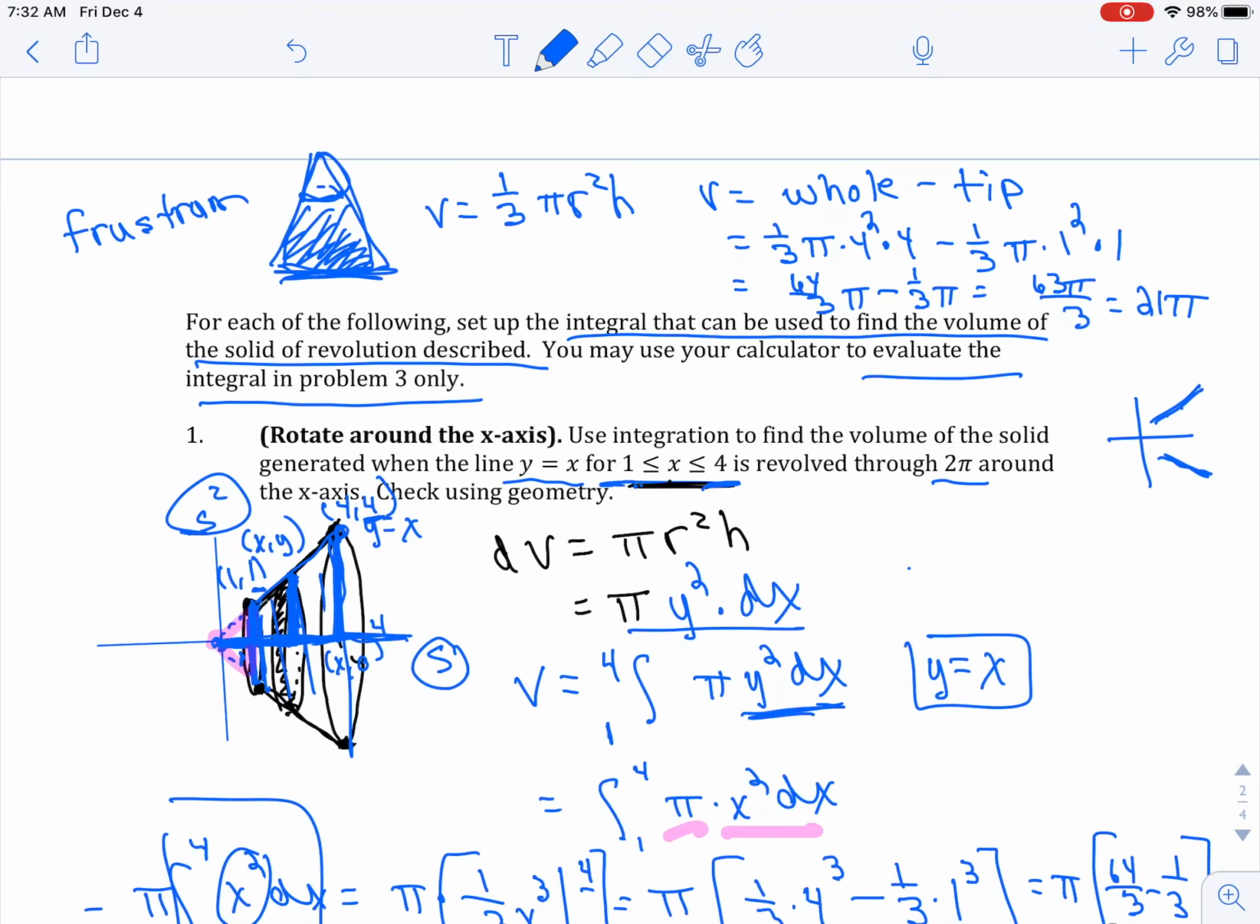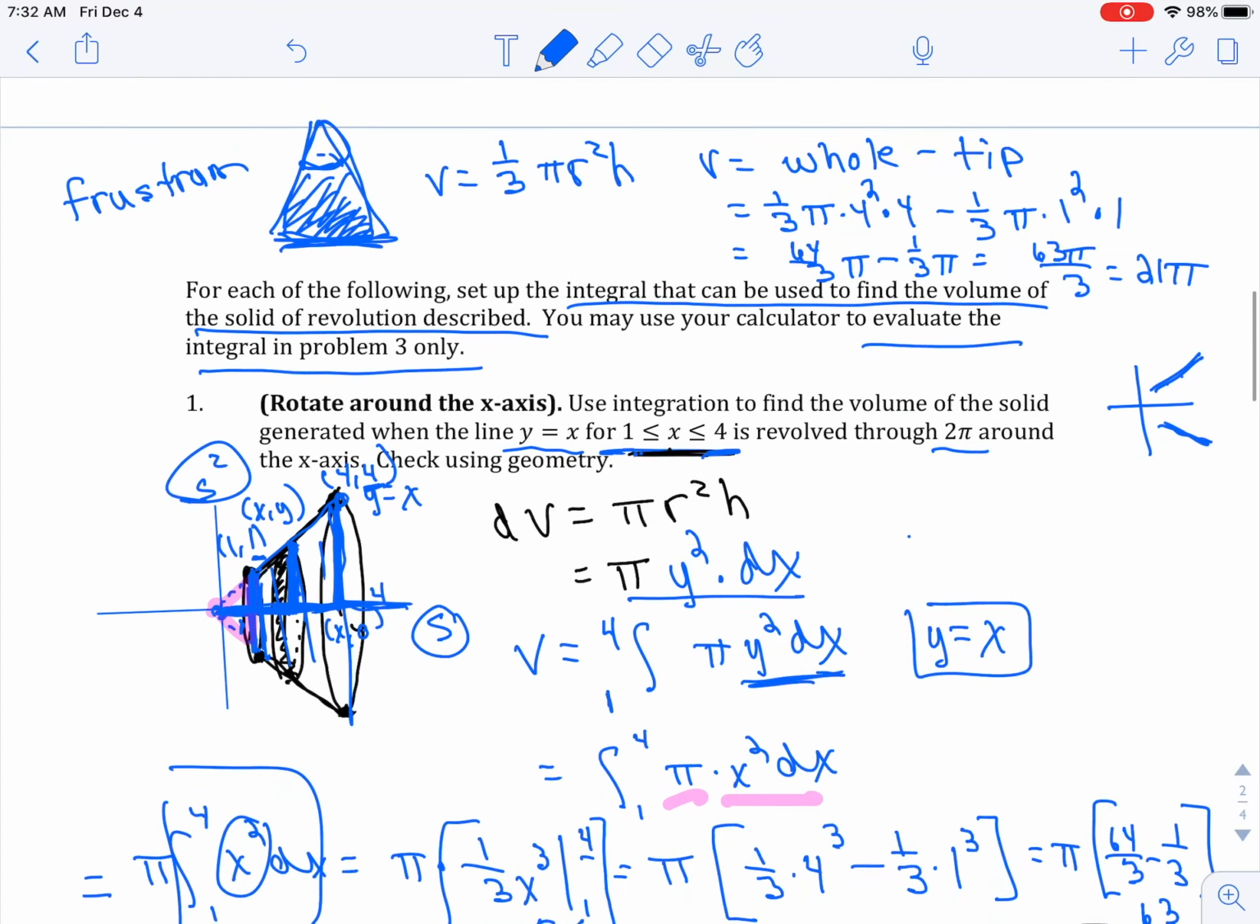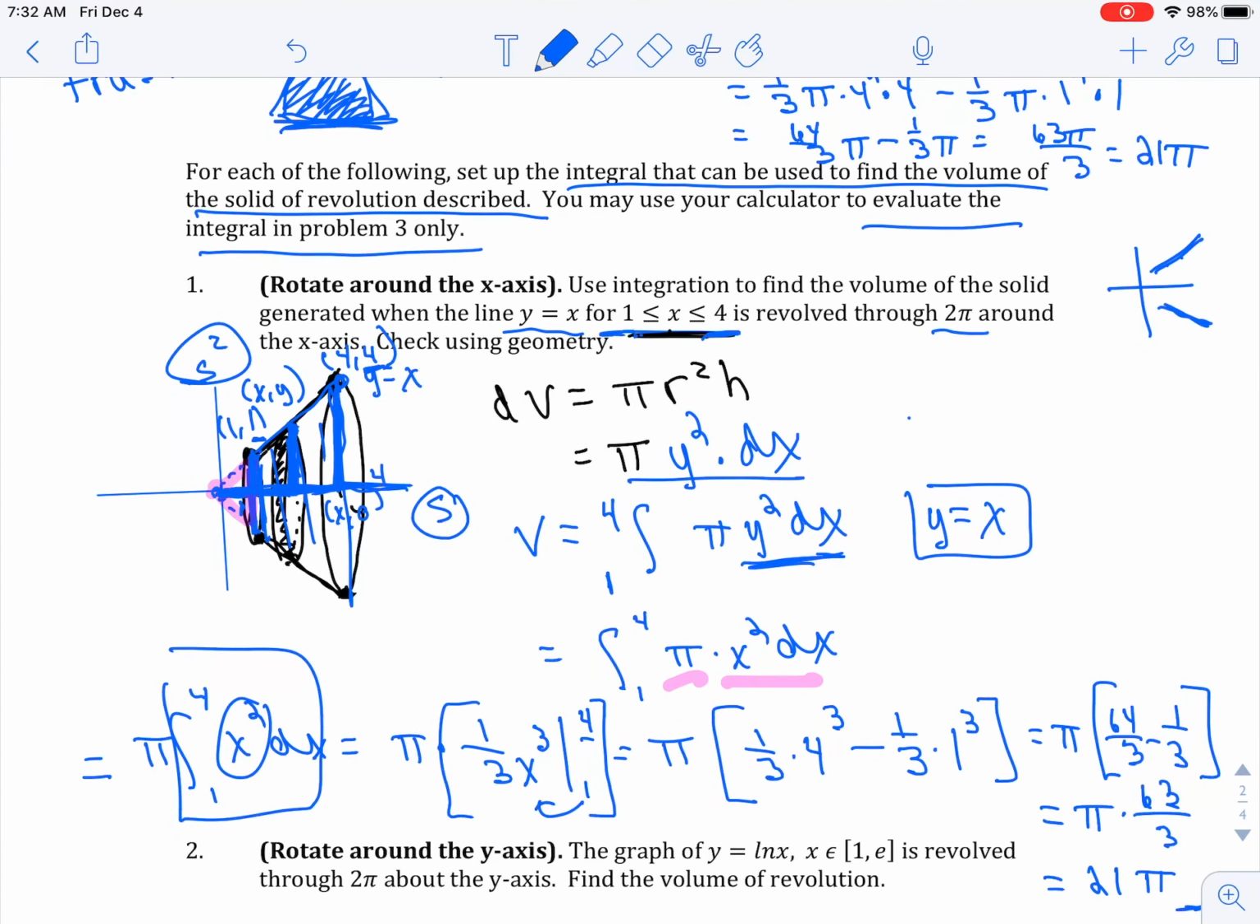Now, we're not going to be able to check that with all of the figures because they're not all going to be geometric figures that we have formulas for. But this one we did. So that hopefully kind of convinces you that this formula works.